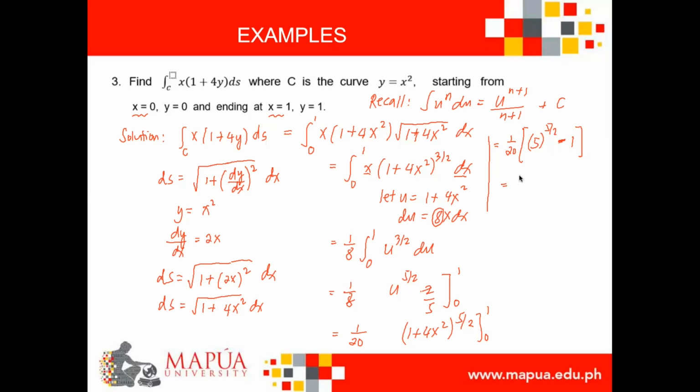So we can also write this now as 1 over 20. Then transforming this to be a radical, we have square root of 5 raised to 5 minus 1. But what is 5 raised to 5? So we can also write this now as 1 over 20 times, square root of 5 raised to 5 is also equal to 25 times square root of 5, minus 1. So this is the answer for this given integral.